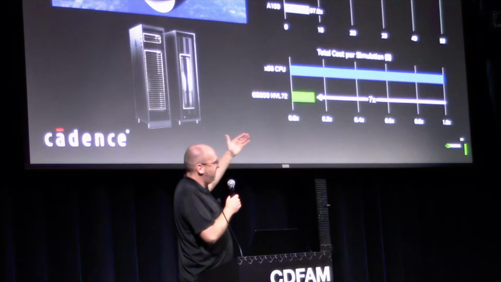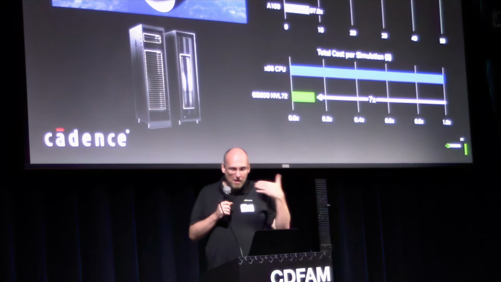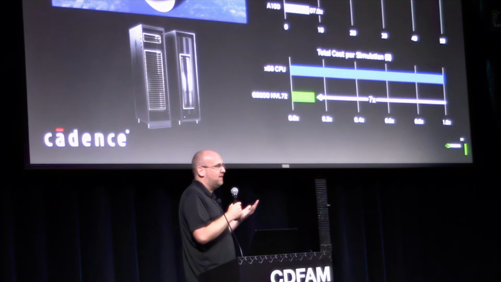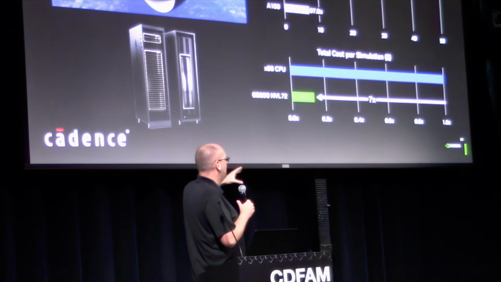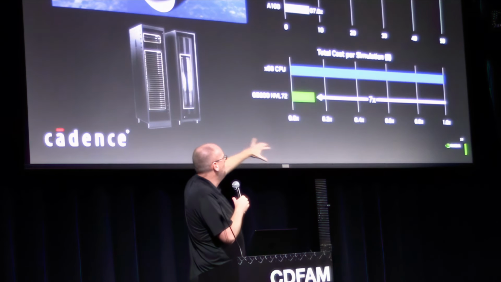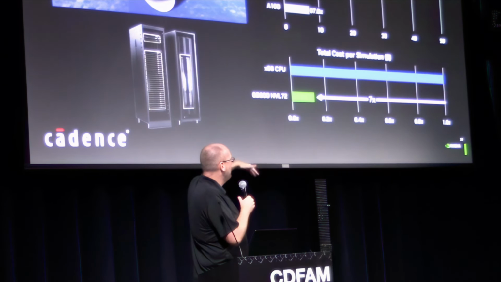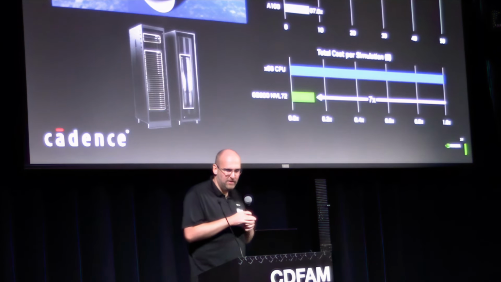The argument people often come back with is, oh yeah, it's a lot faster, but it's a lot more expensive. And you're like, yeah, it is. A GPU node is a lot more expensive than a CPU node. So that's why in the graph down the bottom, we normalize by the cost to say, if you spent the same money to get that performance, we could do it about 7 times cheaper with GPU.